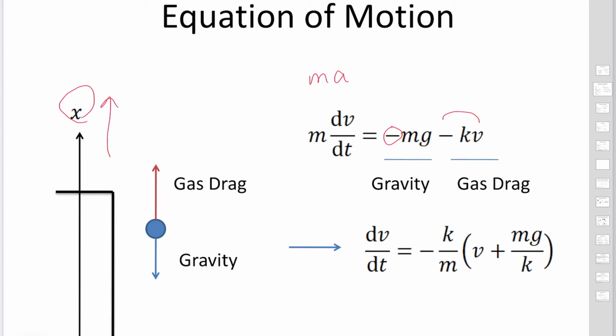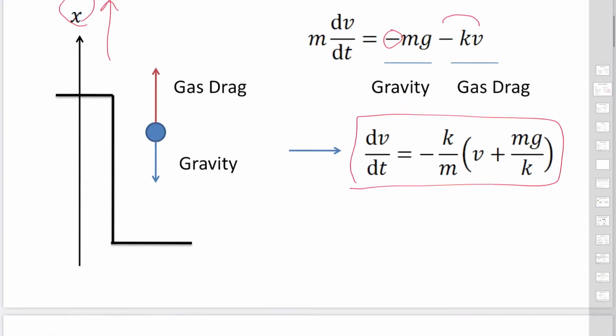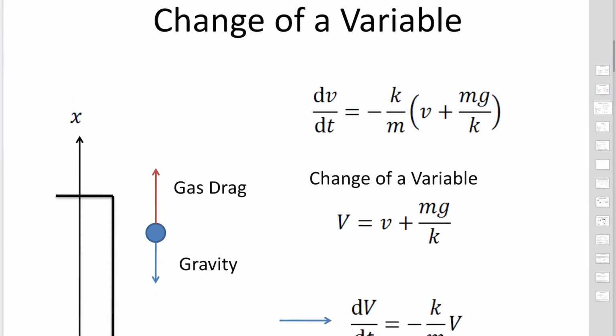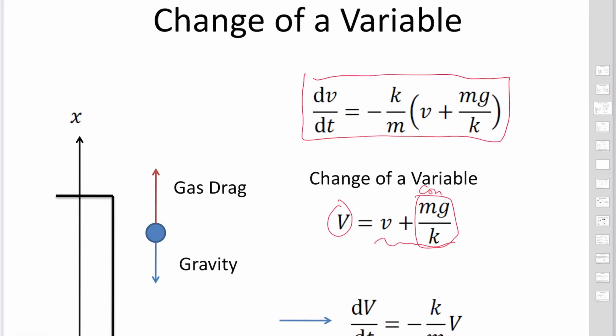Then this equation can be expressed by dividing both sides by m. So we have this equation. This is a differential equation that we'd like to solve. To solve this differential equation, it's better to change the variables. So instead of the lowercase v, we use a capital V. Then actually mg over k is a constant value.